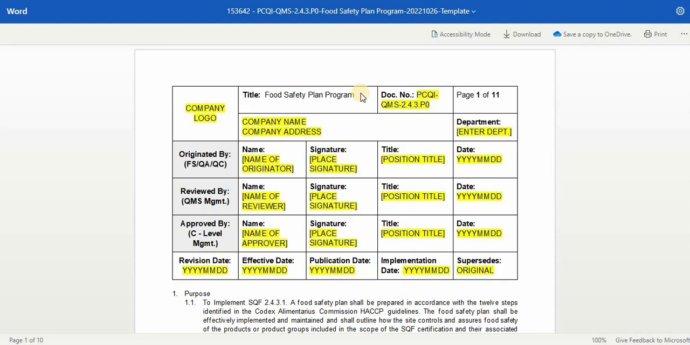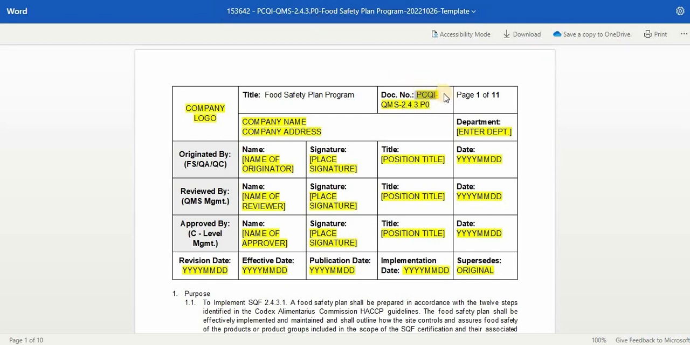To conduct the document review, utilizing the Food Safety Plan program under the SQF Module 2.4.3, first check if the document title matches the uploaded file name on the dashboard. In this instance, we do have the same titles as the Food Safety Plan program. Next, both must have the same document code. For this example, we do have 2.4.3P0.